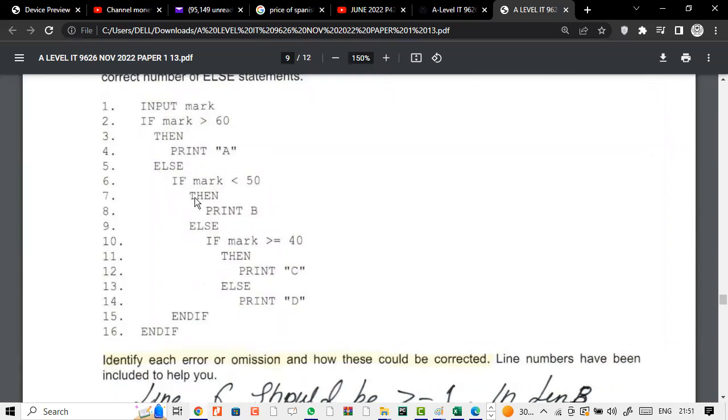If-then indentation is also a problem. See, if-then-else. This else has to come here. This else has to come here. The indentation is also not right. That's another thing you can mention.